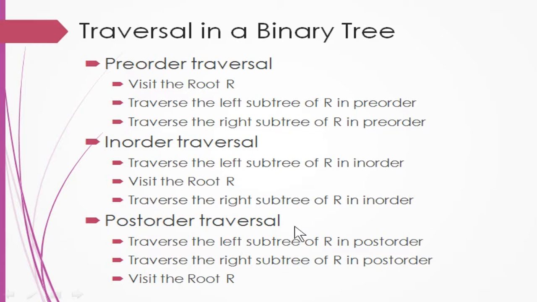Now finally you have post-order traversal. Traverse the left subtree of R. So first you go to the left subtree, visit all the nodes in the left subtree, and then go to the right subtree, the second one. And finally, visit the root. So go to the left, then the right subtree, and then finally the root. This is the order for post-order traversal.